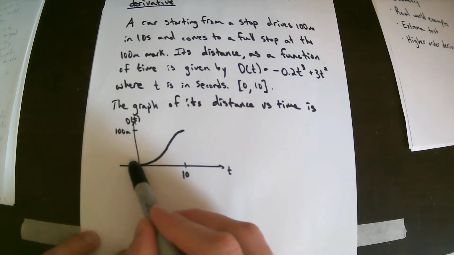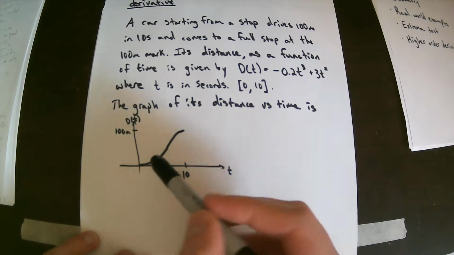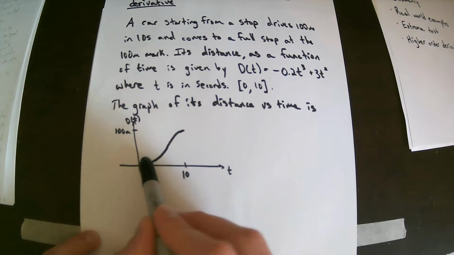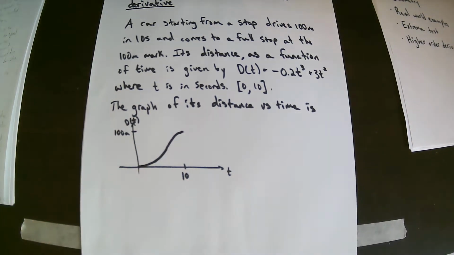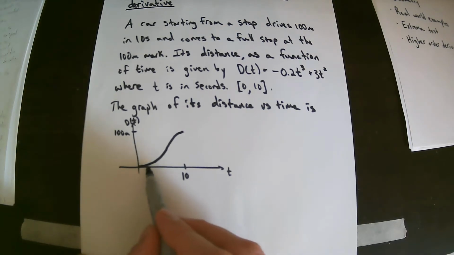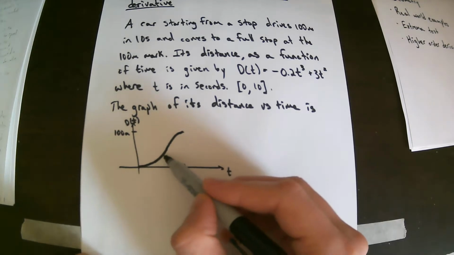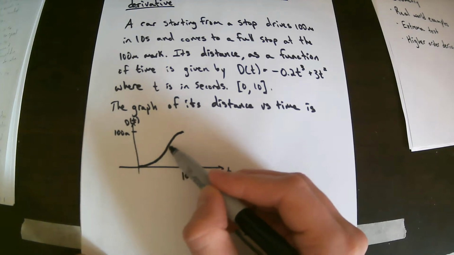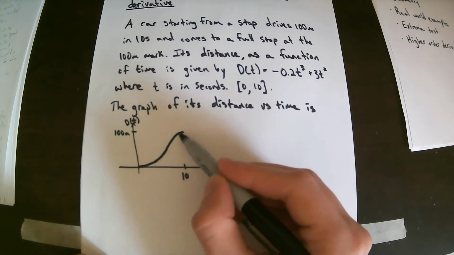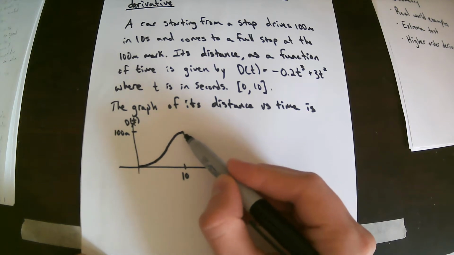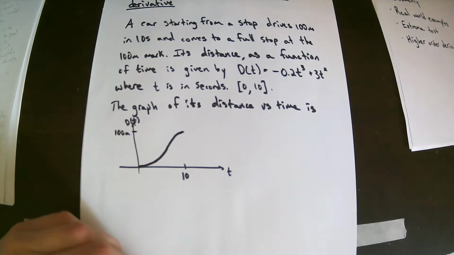First of all, you notice that the car is starting off driving kind of slow, right? That's what's happening here. It's taking more time to cover more distance here, so it's driving slow, and then it gets up to speed, and it's driving fairly quickly, we assume, somewhere in here, and then it starts to slow down again, so it can come to a full stop at that 100-meter mark.